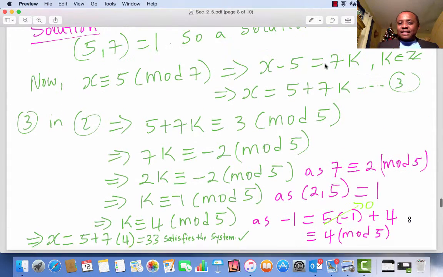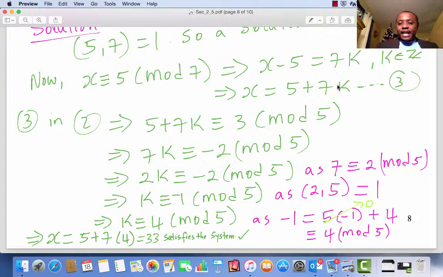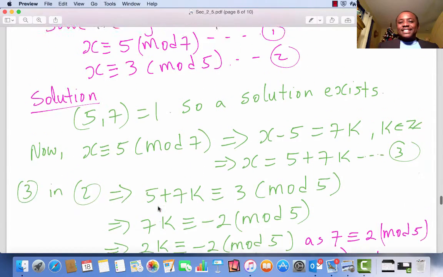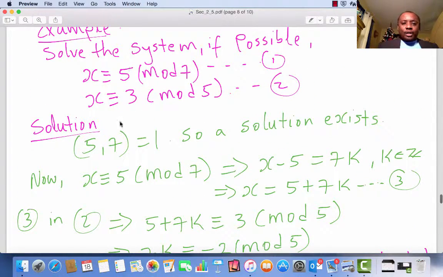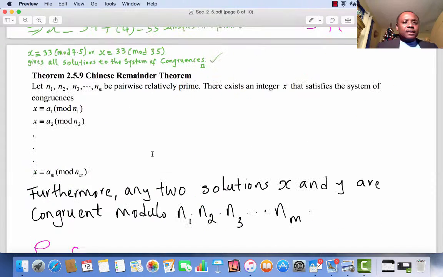But again, what is x? X is 5 plus 7k. So in the place of k, substitute in 4, and we have x equals 5 plus 7 times 4, which is 33, as the solution to the system of linear congruences 1 and 2. Furthermore, x congruent to 33 mod 7 times 5, or x congruent to 33 mod 35 gives all solutions to the system of linear congruences.